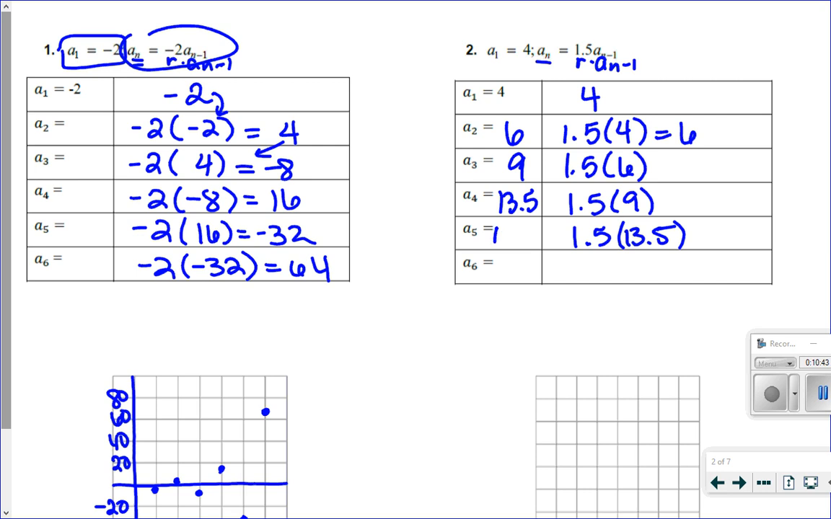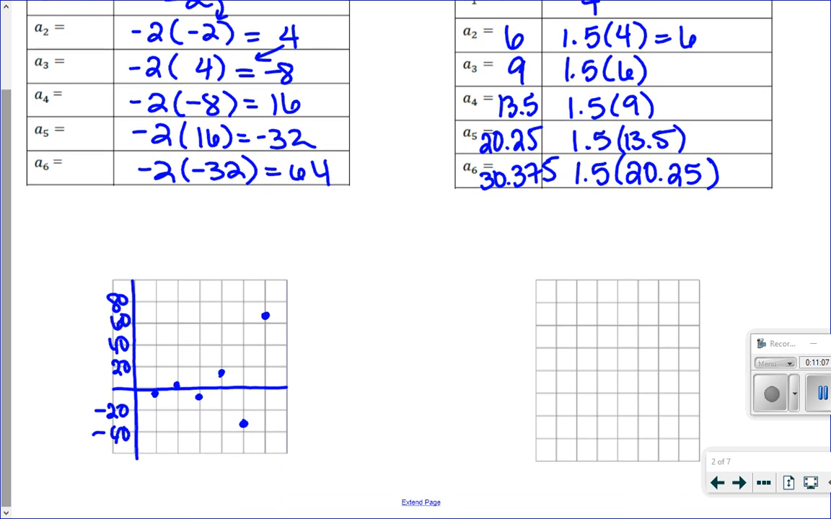That's going to be 20.25. And last but not least, 1.5 times that previous term is then going to give me the next value in the sequence. This one's going to be 30.375, I believe. And then we would graph those. Again, just comparing position compared to the actual value.